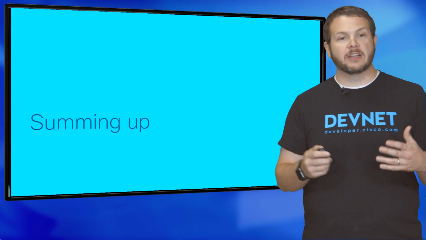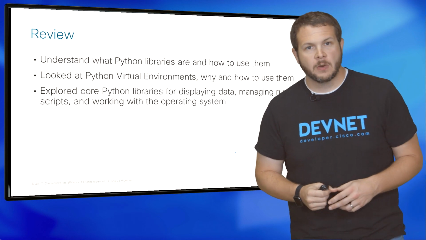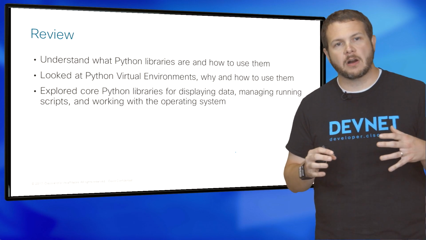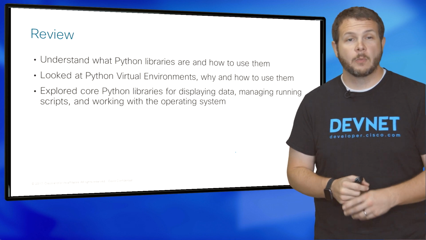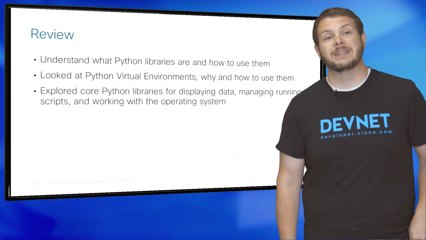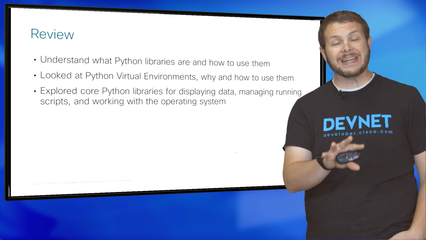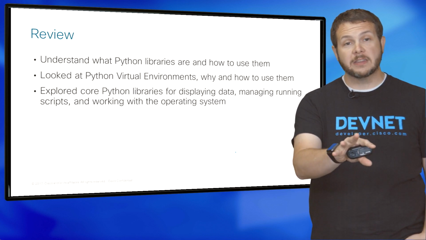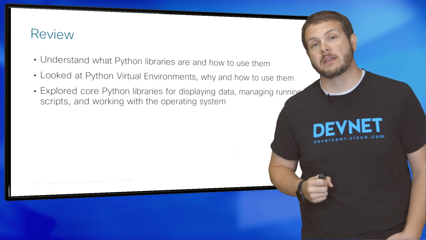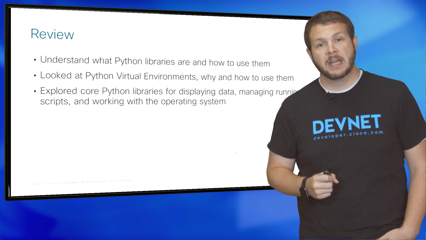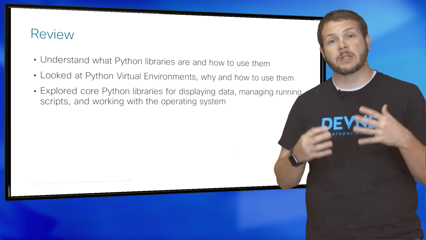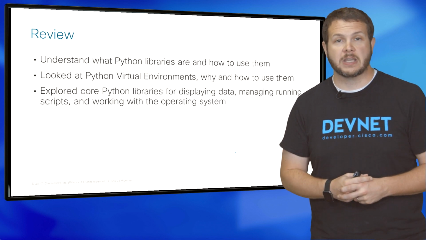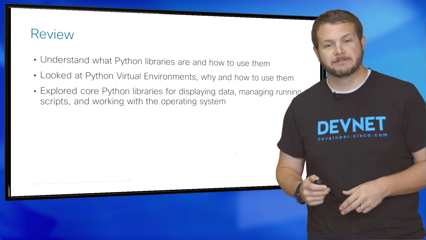In summary, let's take a look at what we've talked about so far in this lesson. We've understood what Python libraries are. We now know how to use them, leveraging pip, and where we might get access to them. We also looked at the important virtual environment inside of Python and how we can use it to create isolated environments of different Python versions with different dependency libraries installed. And then lastly, we explored a few core libraries for displaying data, working with scripts, and running and managing the operating system that are there.